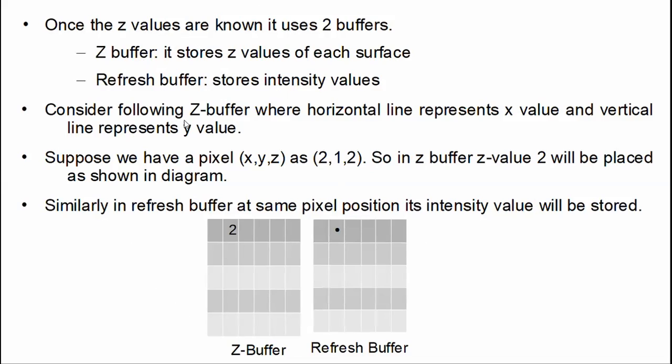Now consider the following Z buffer. This is the Z buffer diagram and this is the refresh buffer diagram. Here the horizontal line represents the X value and the vertical line represents the Y value.